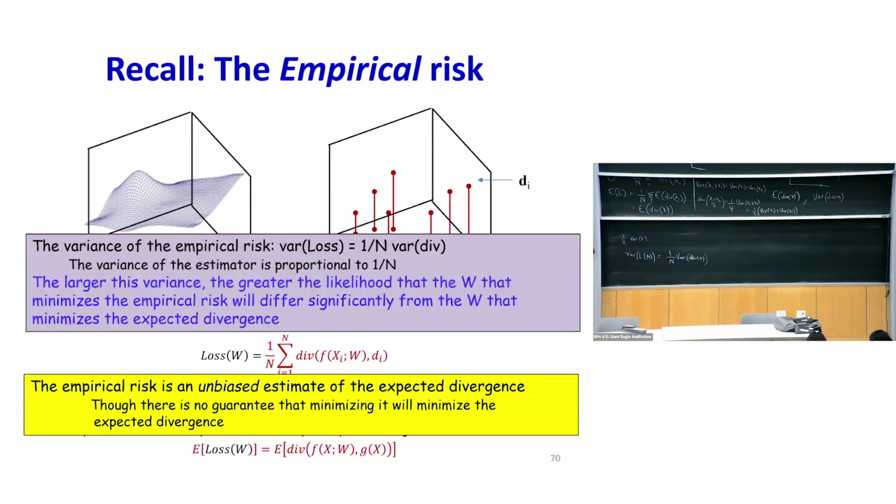But then across different runs, it's going to have different losses. And so the variance of this is going to be 1 over n times the variance of the divergence, where n is the training set size, the number of training points. So as you keep increasing the number of training points, the variance in the loss across different runs decreases.